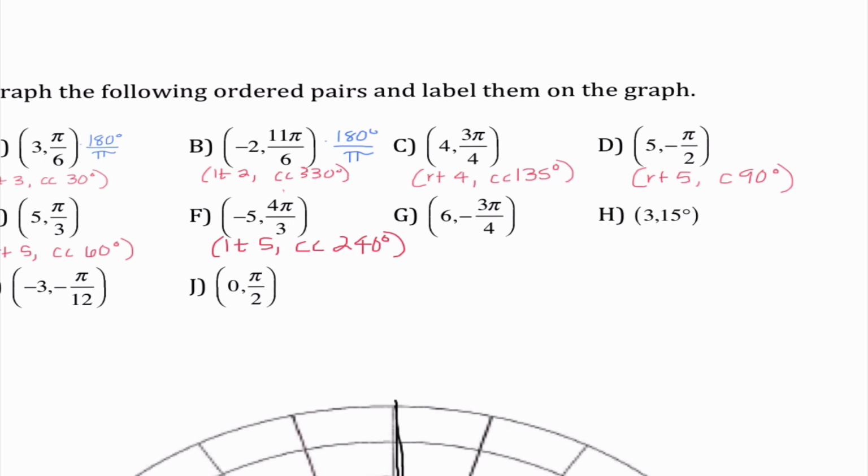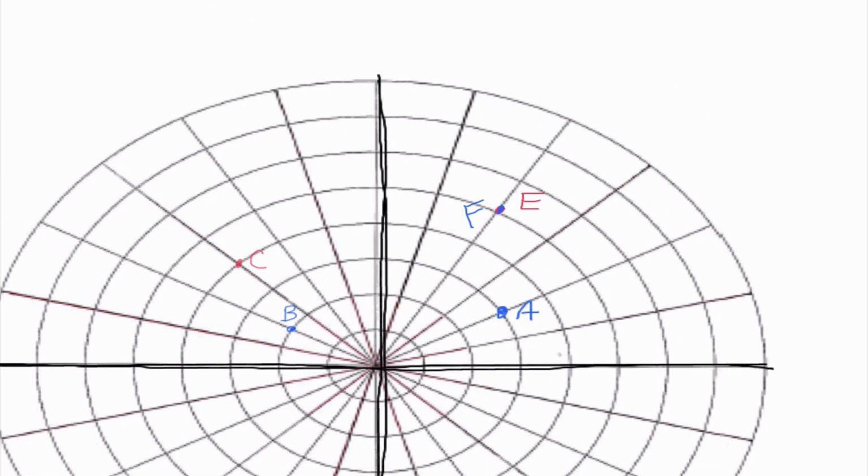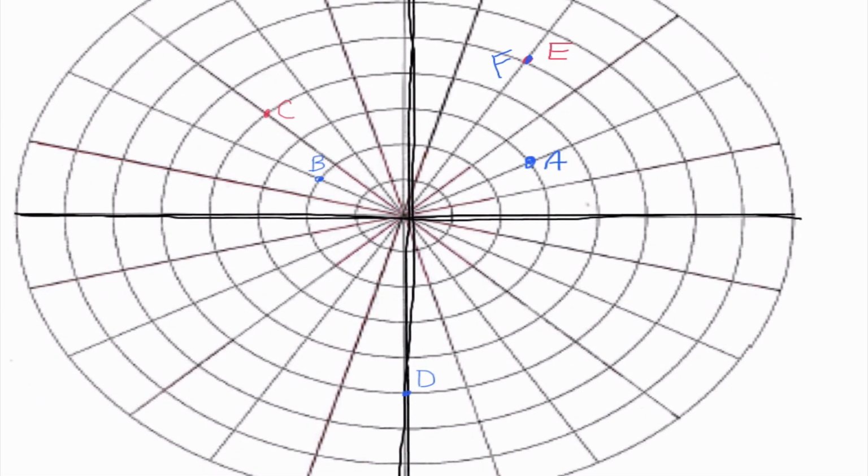Okay, for G, this is telling me to go to the right 6, and then clockwise, when I multiply by 180 over pi, I get 135 degrees. So I'm going to go to the right, 1, 2, 3, 4, 5, 6, and then I'm going to go clockwise, 90, 120, 135. And that was point G.